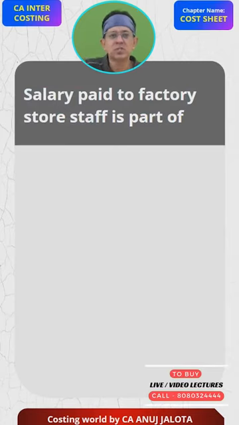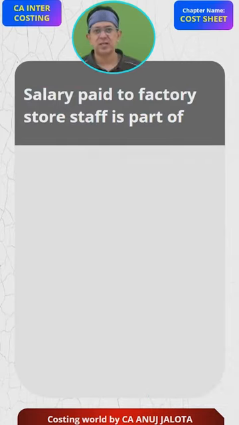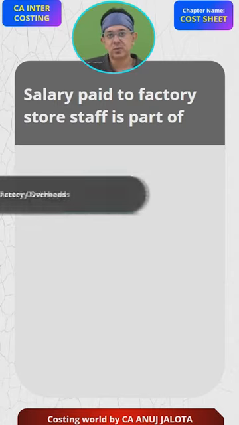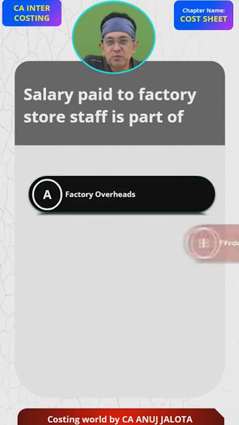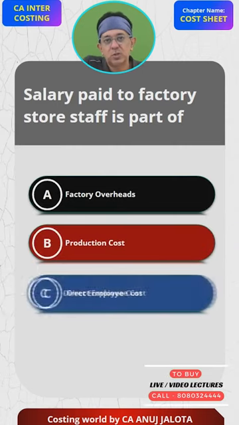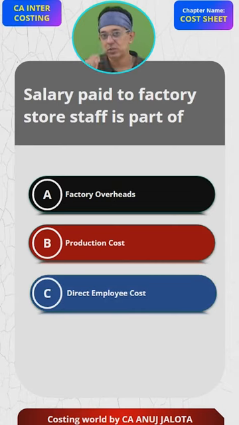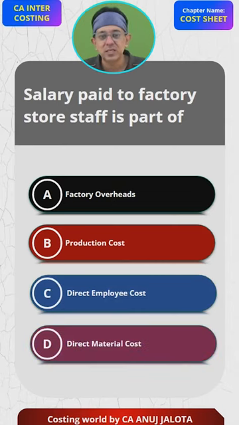Okay, so store staff is basically that staff that takes care of the storehouse. Storehouse is where the raw materials are kept. So it forms part of factory overheads, first option. Second, production cost. C, direct employee cost. And D in this case is direct material cost.